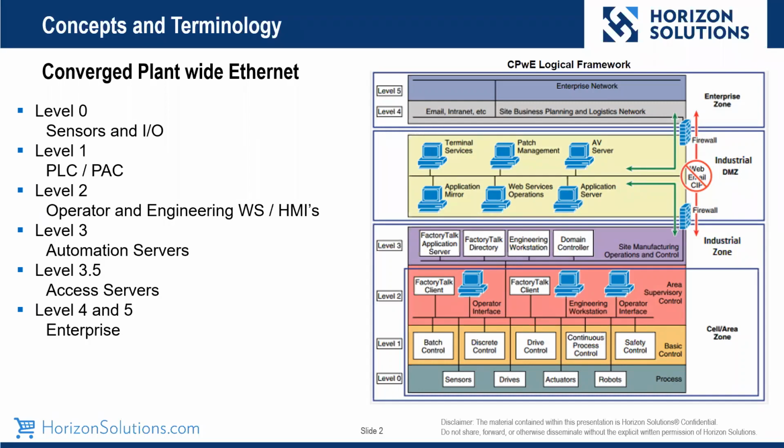Level 3 is a part of the industrial zone, and it is the site manufacturing operations and control level. This is where your automation servers, like your FactoryTalk application server and your RODC, read-only domain controller, are going to be. Level 3.5 is a very important level. This is the industrial demilitarized zone. The industrial demilitarized zone is meant to separate the enterprise zone and the industrial zone. This is where your terminal access services and replication servers will live. And then levels 4 and 5 make up the enterprise zone, and we're not going to be discussing that too much today.